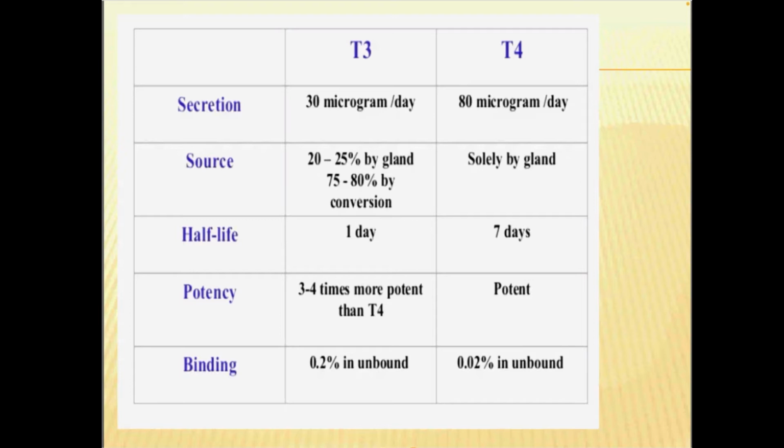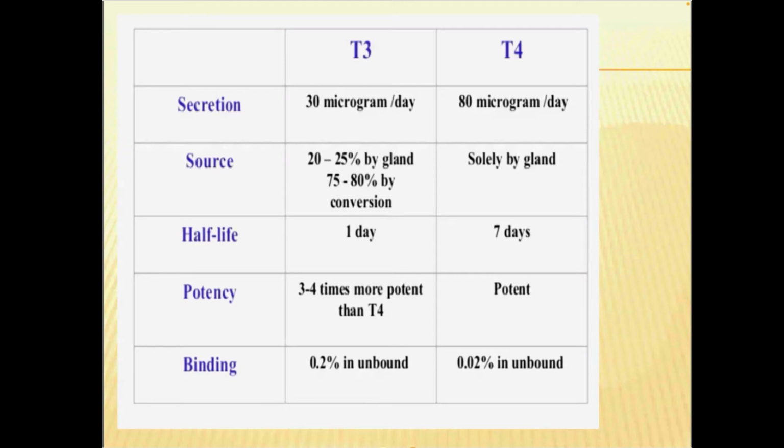Why is this so? Because T3 has a very short half-life. This 20 to 25% of T3 that is produced by the gland will have a very short half-life of 1 day, while the T4 produced by the thyroid gland can be there for a minimum half-life of 7 days. So that it can be stored and get converted into T3 whenever it is required.